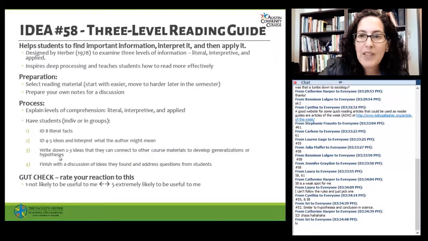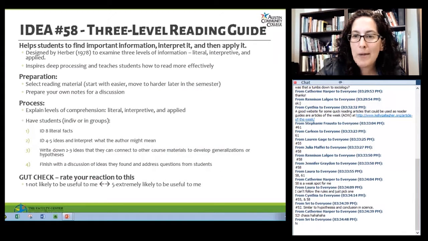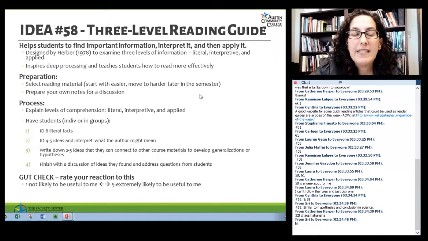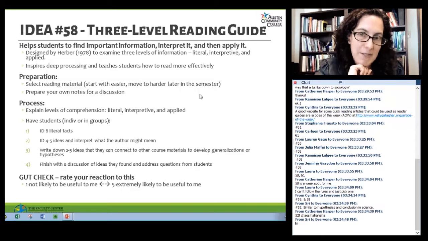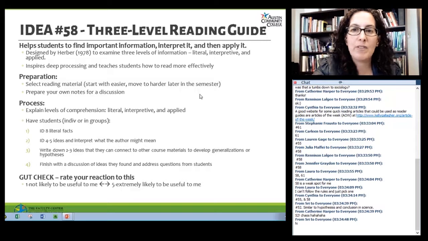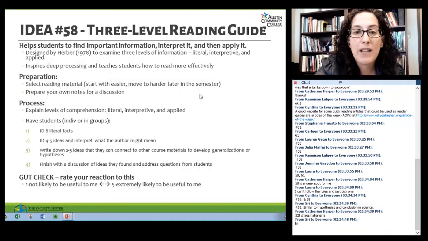which is right there. Okay, so I apologize in advance. This is a pretty wordy little slide here, but again, you guys will get these as a take-home. So idea 58, and let me, well, I'll just jump in. This is a 3-level reading guide, so it's an example of an active learning document. And it is a specific design that was researched by this gentleman whose last name I'm not going to attempt to pronounce because I don't know if he's Hebert or Herber. But he has students dig through the literal, the interpretive, and the applied. And he argues that it inspires deep processing and teaches students how to read more effectively, which I couldn't agree more.